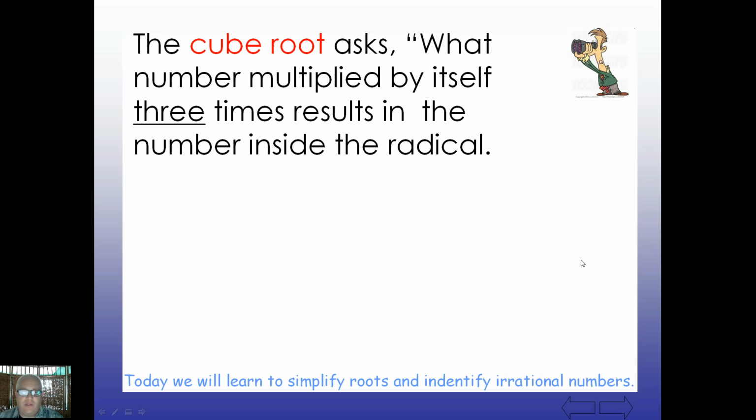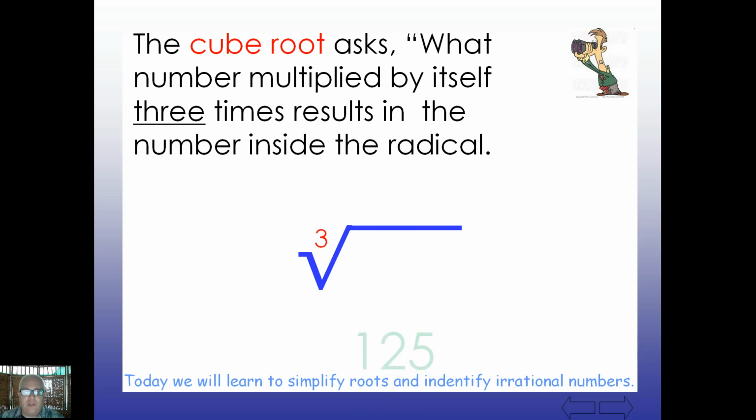Now, the cube root asks, cube root. Well, we talked about square roots. What's this cube root? Well, a cube root says, what number multiplied by itself 3 times? Remember, a cube, if you think about a cube like a die that you would roll on a table or a sugar cube, it has length and width and height. So there's actually 3 dimensions to a cube.